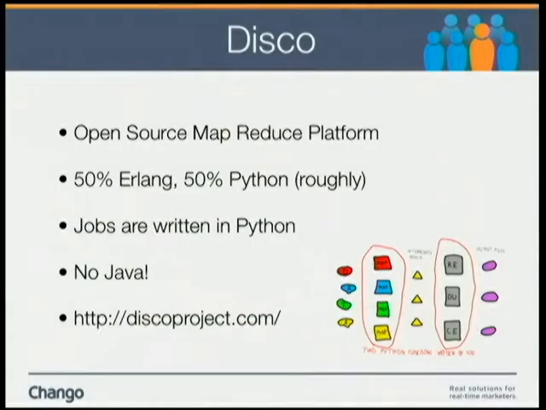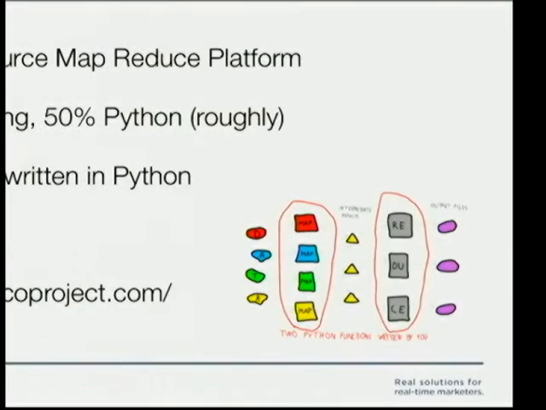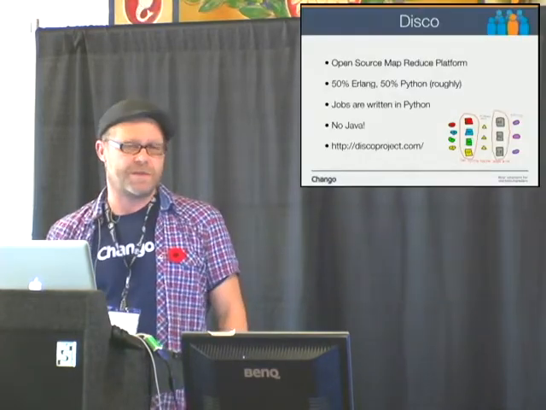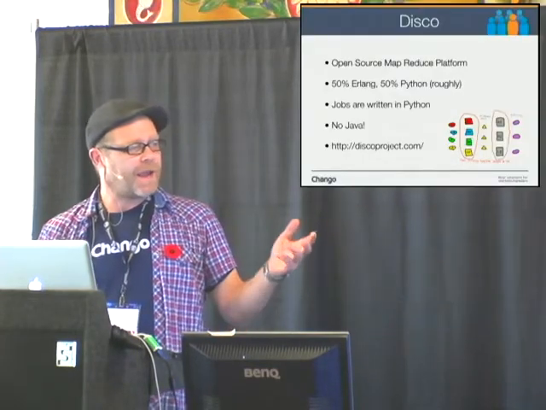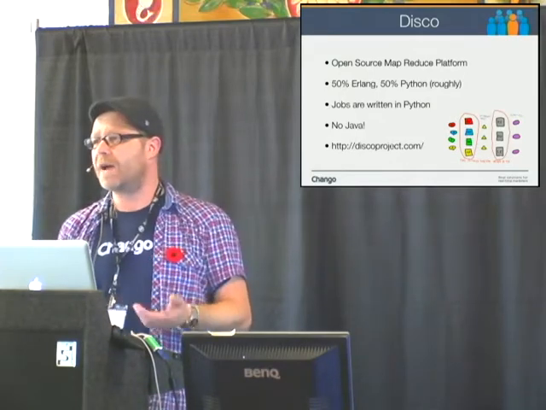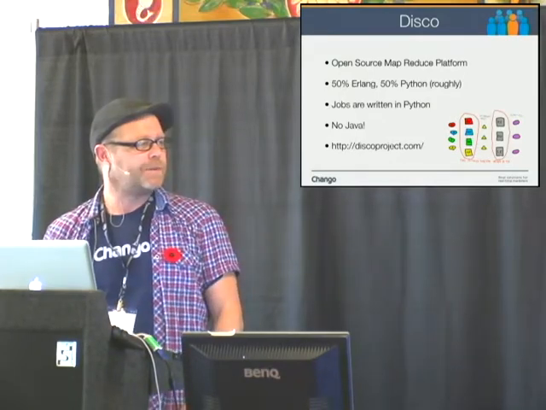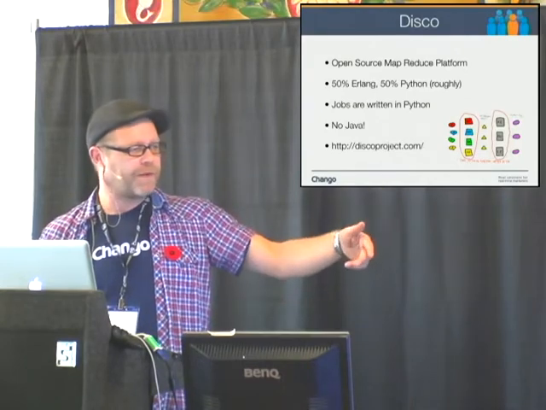So just to preface it with a talk about Disco, because without Disco, there is no Inferno. Disco is an open source MapReduce platform. It's implemented in Erlang and Python. So the Erlang part, for those of you who don't know Erlang, it's a functional programming language that is really good at distributed systems. And the Python part is what you actually write your MapReduce jobs in. So jobs are written in Python.